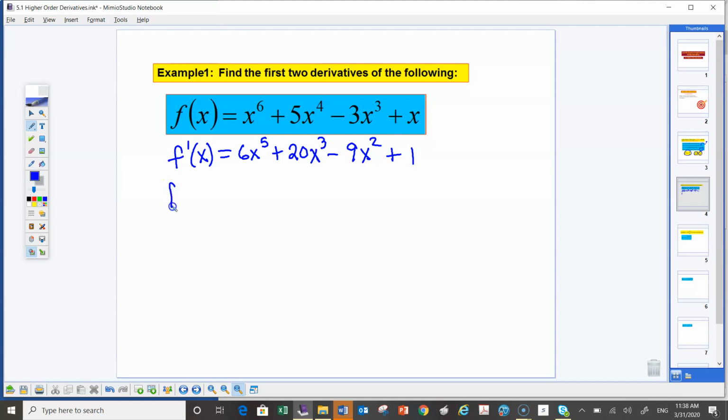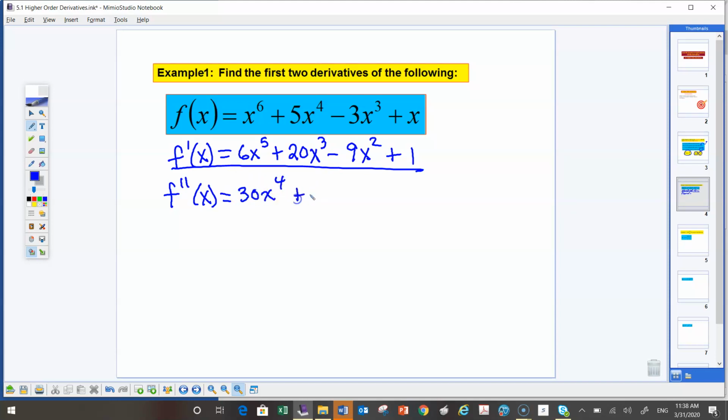Now the second derivative, which we'll notate as f double prime, is going to be the derivative of the first derivative. So now we do the exact same thing. So the derivative of 6x to the 5th is 30x to the 4th, plus the derivative of the next term would be 60x squared minus 18x, and that's all you have to do with this one. So a very straightforward first example.